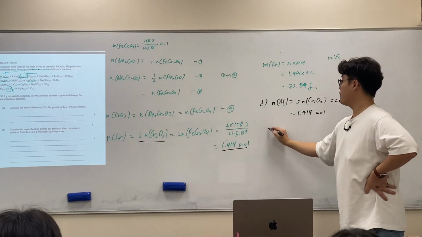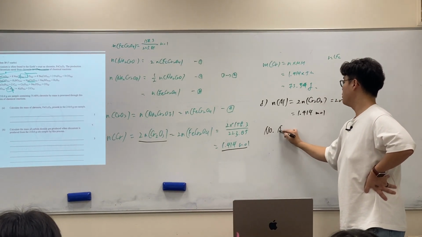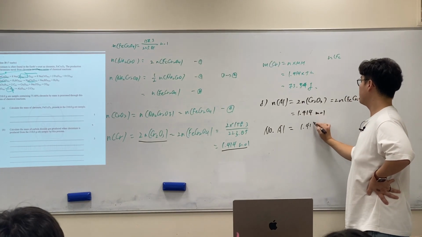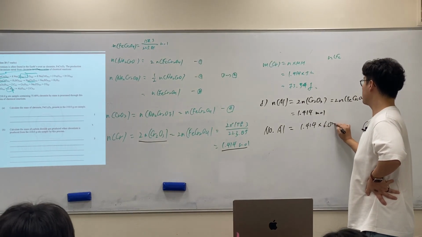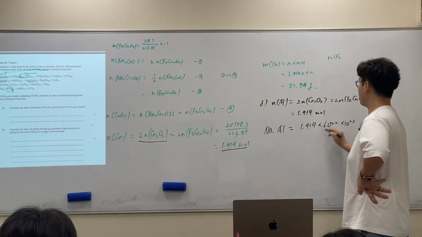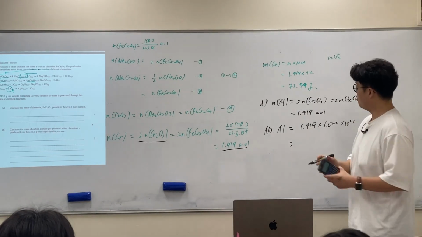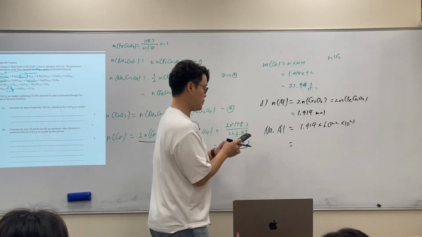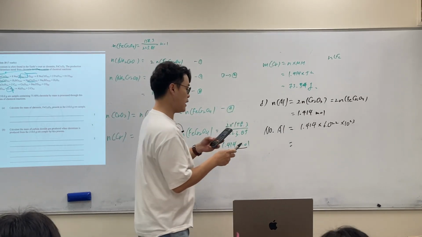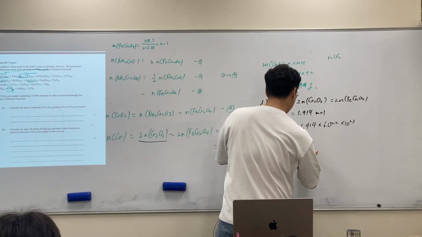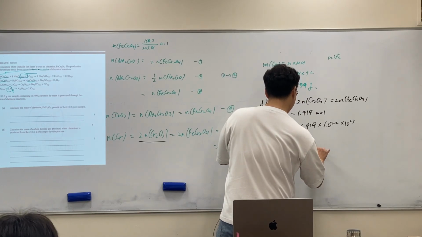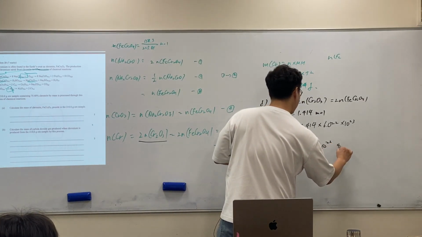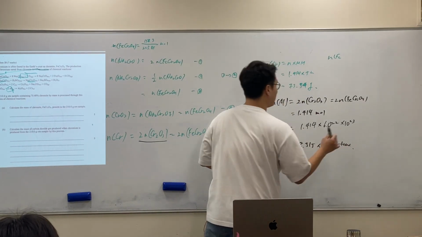How to find the number of aluminium atoms? 1.414 times 6.022 times 10 to the power 23. So 1.414 times 6.022 times 10 to the power 23. You get 8.515 times 10 to the power 23 atoms required.